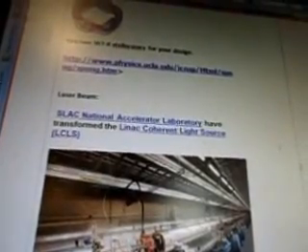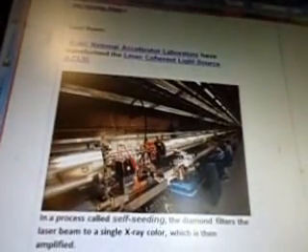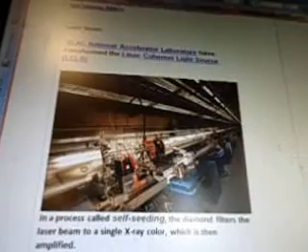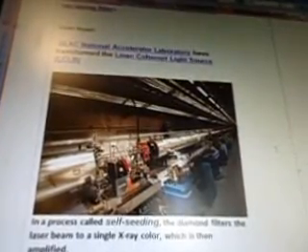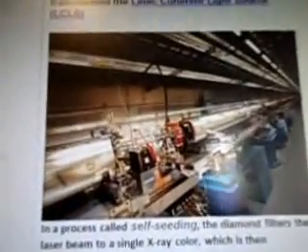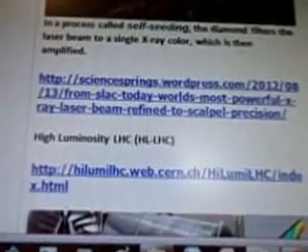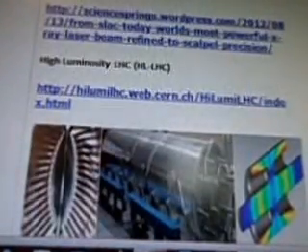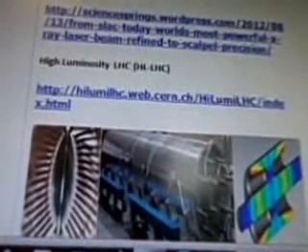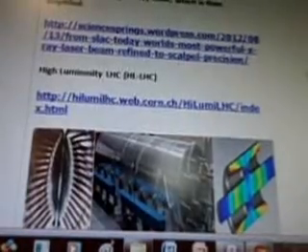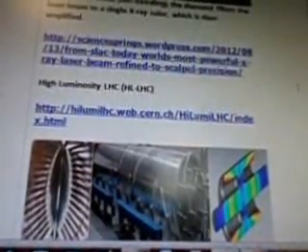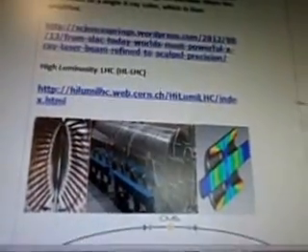So it's www.physics.ucla.edu. So this is the laser beam. SLAC National Accelerator Laboratory have transformed the Linac Coherent Light Source. In a process called self-seeding, the diamond filters the laser beam to a single X-ray color, which is then amplified. ScienceSprings.wordpress.com. High luminosity LHC, HL-LHC.web.cern.ch.